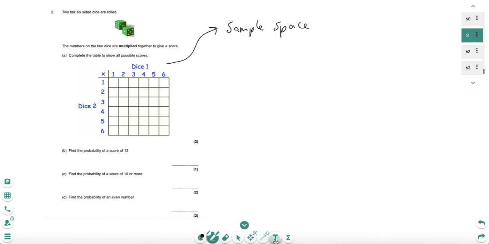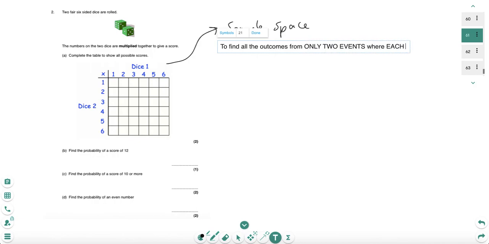Now, when do we use a sample space diagram? Well, we use it to find all the outcomes from only two events where each outcome has an equal chance.